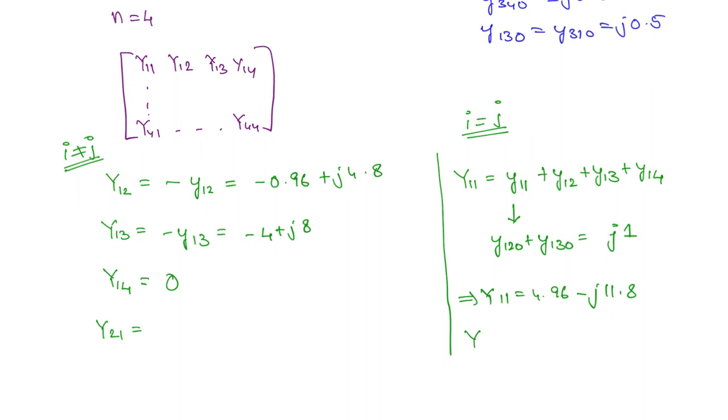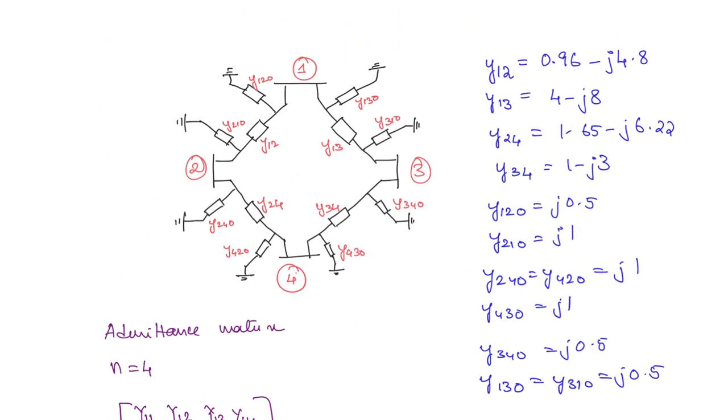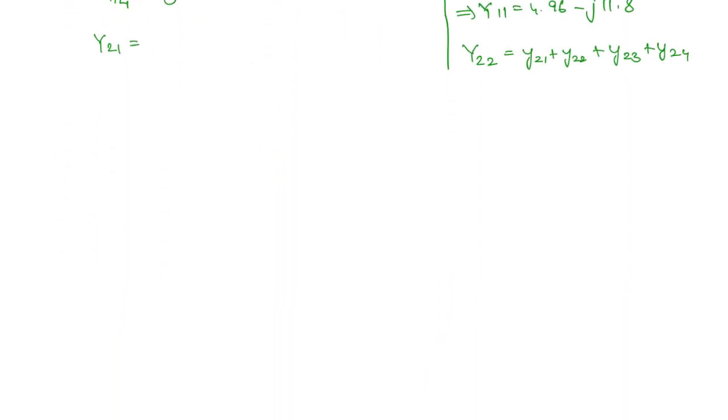In a similar manner, you can find Y22 is equal to y21 plus y22 plus y23 plus y24. Similarly, Y22 also you can find. What is y in the second bus here? Two admittances are y240 and y210. Okay, so y240 is given j1 and y210 is given as j1. So Y22 is going to be j2. In this manner you can complete the entire admittance matrix.